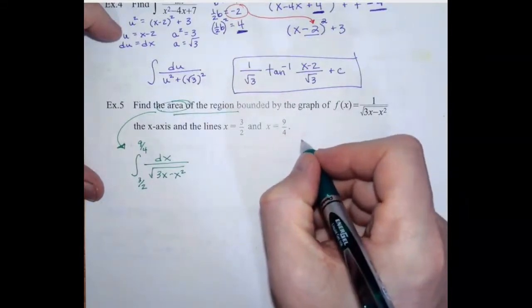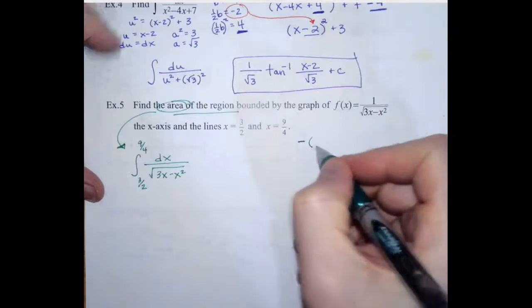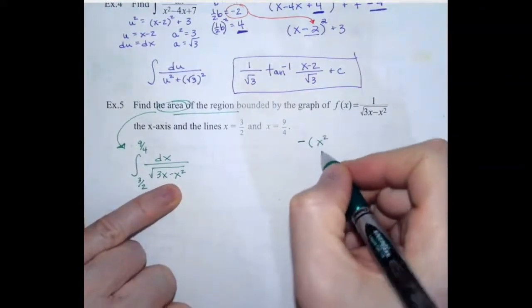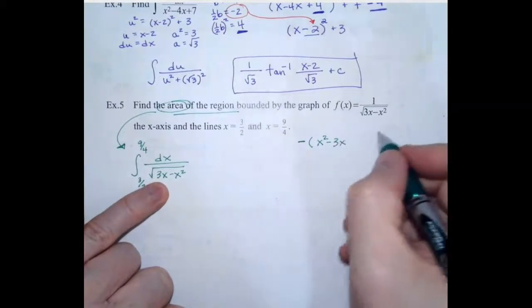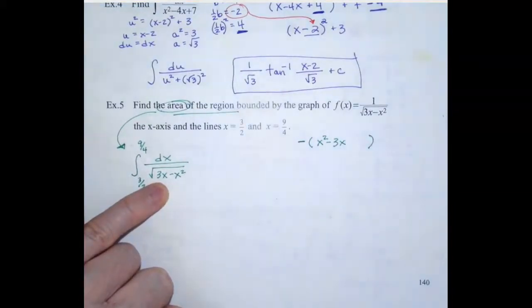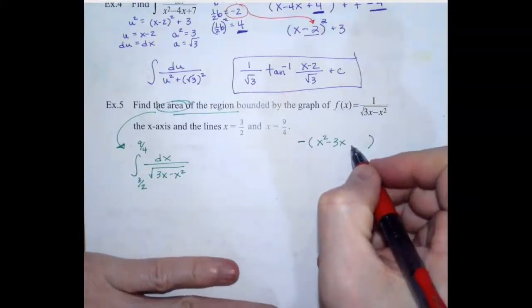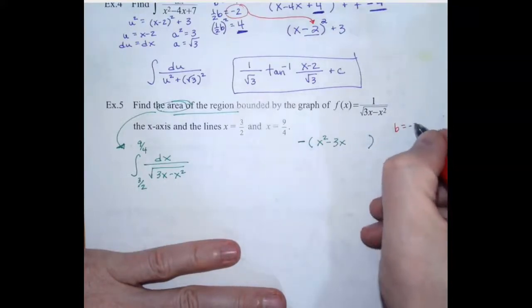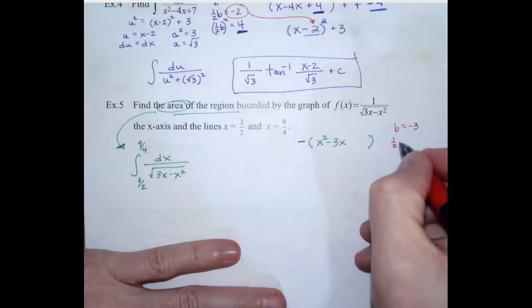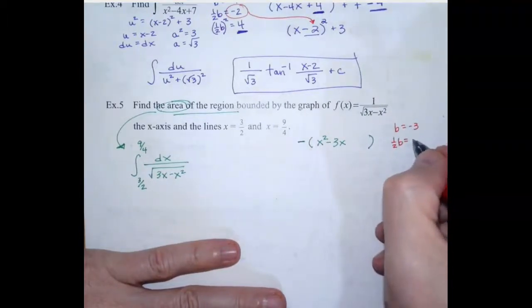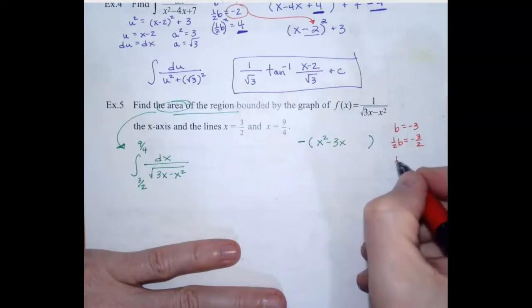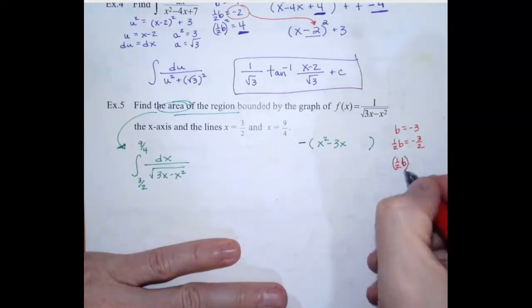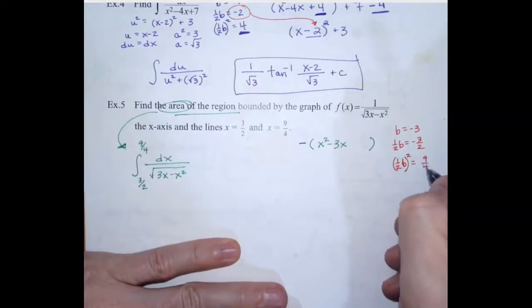So if we come over here, what I would need to do is factor out a negative. So that would be x squared, and then if I factor negative that would be minus 3x. And then I would have this, and that's it so far. Okay? So now this gets a little bit tricky. So we could say, what's b? So b is negative 3. And what would half of b be? That would be negative 3 over 2. And then what's half of b squared? Well, that would be 9/4.